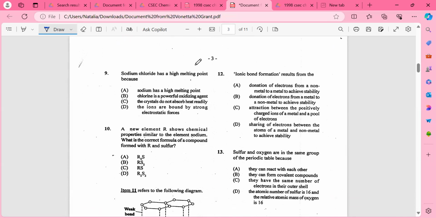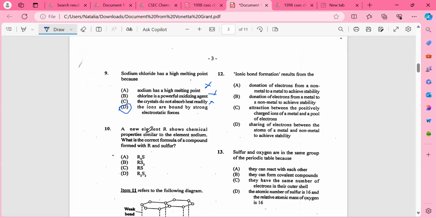Sodium chloride has high melting point because sodium has a high melting point. That's not true. Chlorine is a powerful oxidizing agent. That's not true. The crystal does not absorb readily. That's not true. The ions are bound by strong electrostatic force of attraction. So the answer is D.